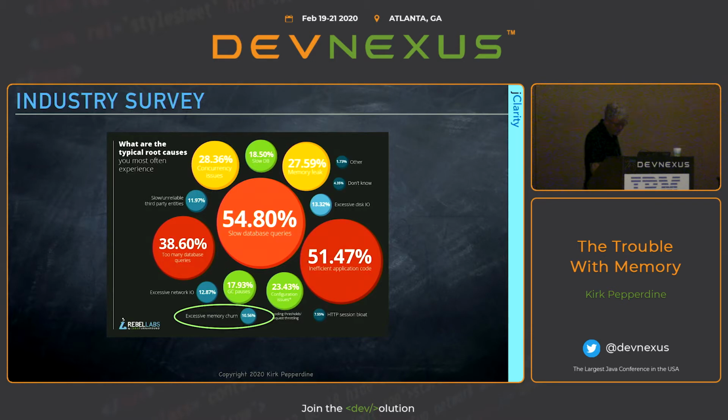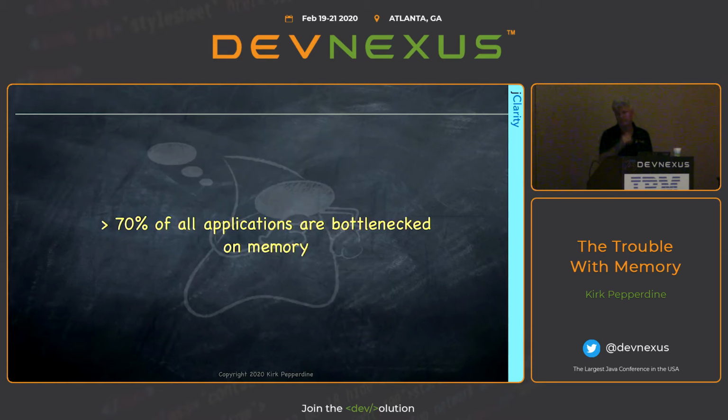As a matter of fact, if we look at data that we've collected from companies operating pretty much worldwide, I get people sending me garbage collection logs, and with garbage collection logs, I have the tools to do the analysis on the logs to actually understand what's going on. What we find is that approximately 70% of all applications are bottlenecked on memory. That is the bottleneck in the application.